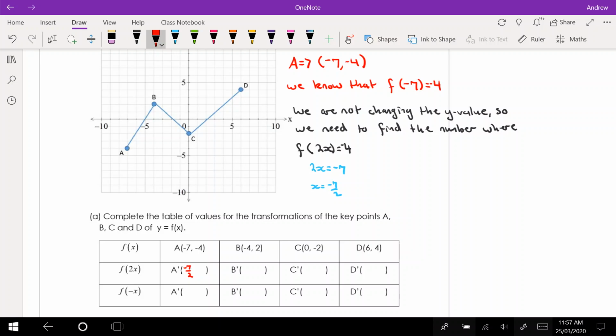My y values are still always going to stay the same. That's -4. That's -4. That's 2. That's 2. That's -2. That's -2. That's 4 and 4. The only things we're going to be changing here is the values of x. So what should my x coordinate for this point B dash be, Nishk? -4 divided by 2. Yeah, -4 divided by 2, so -2. 0 remains at 0, and then 6 divided by 2 gets me to 3.